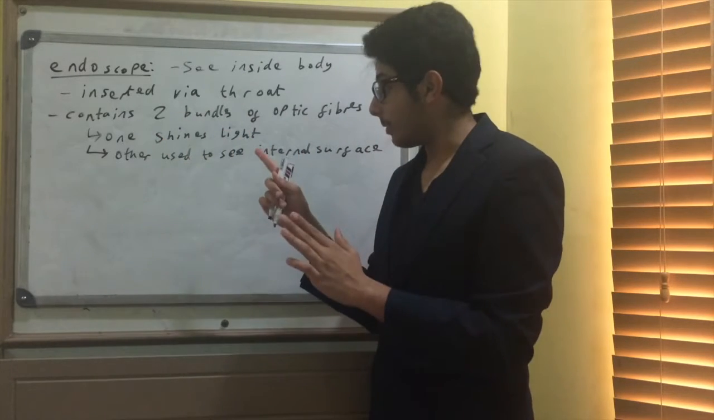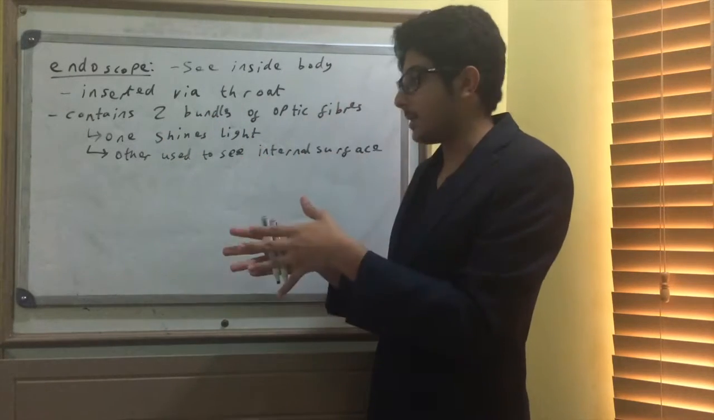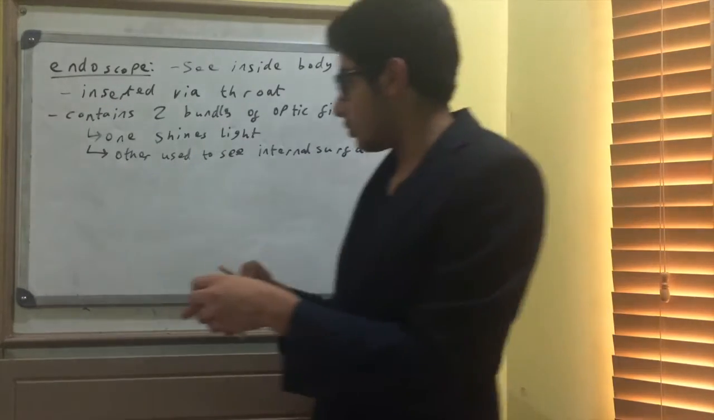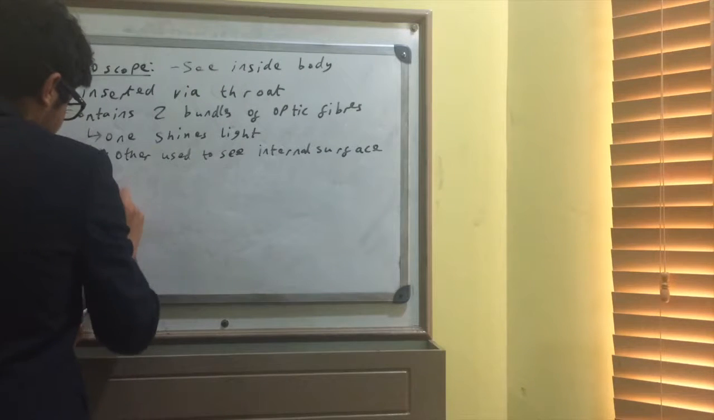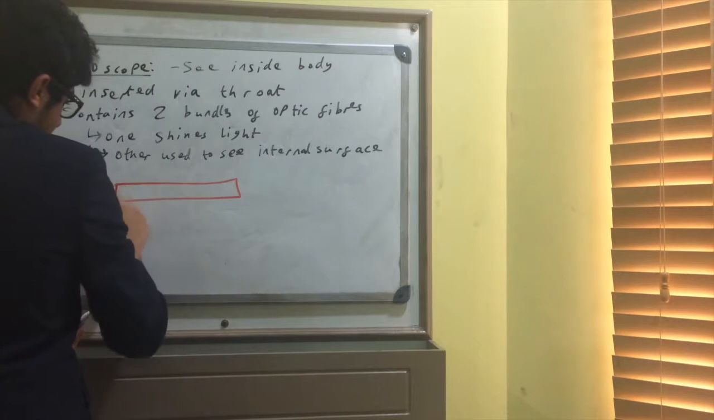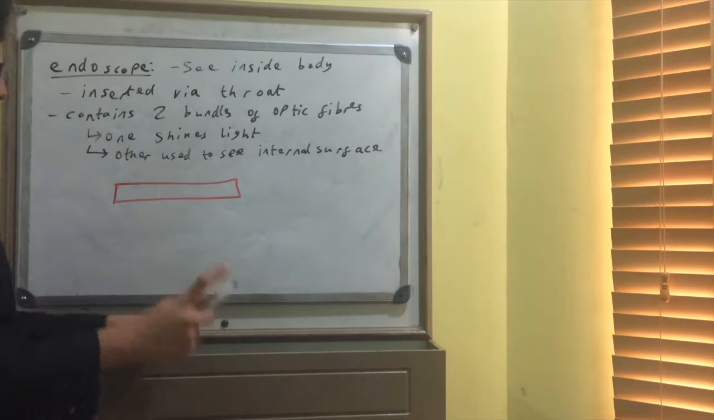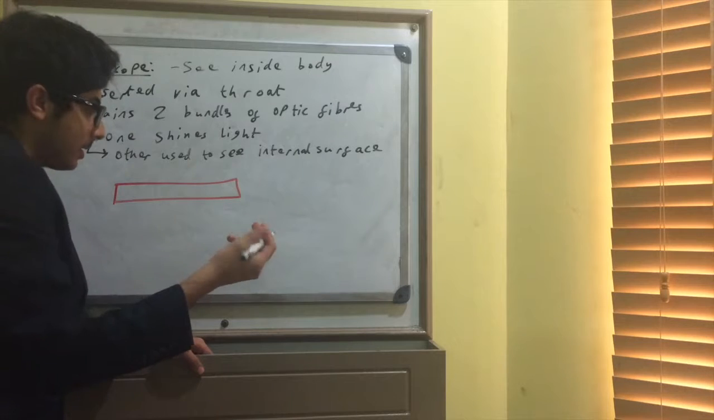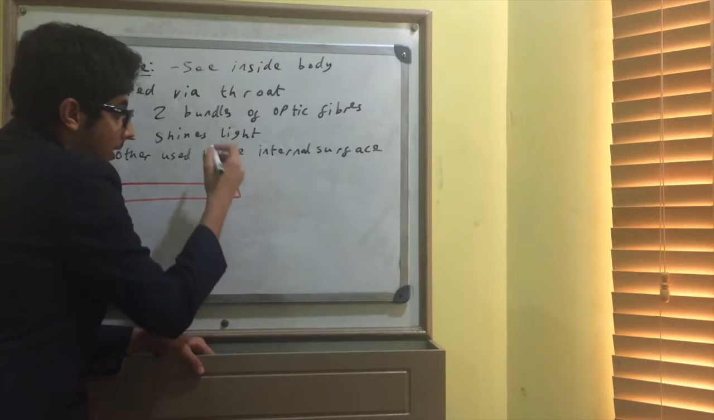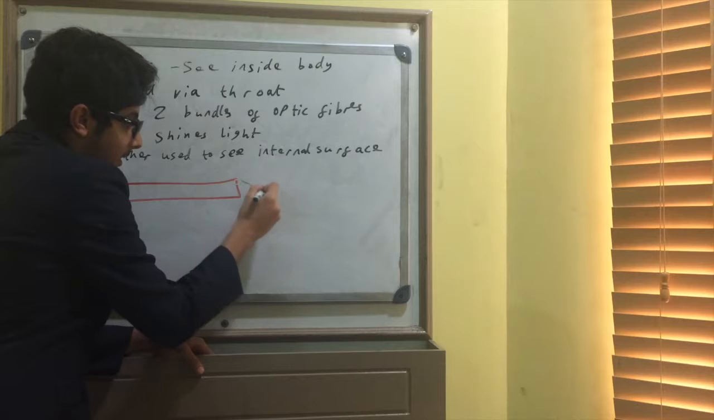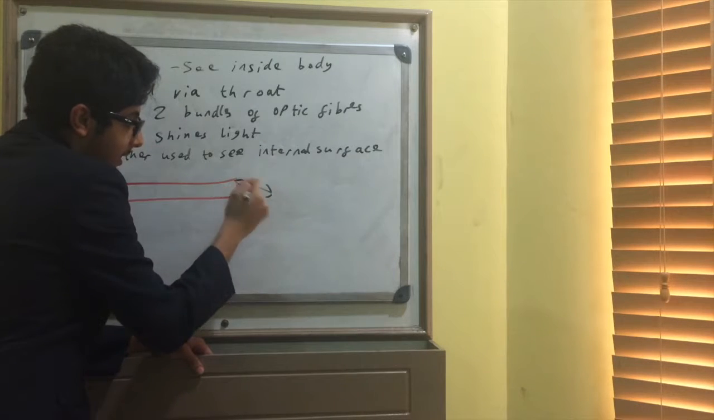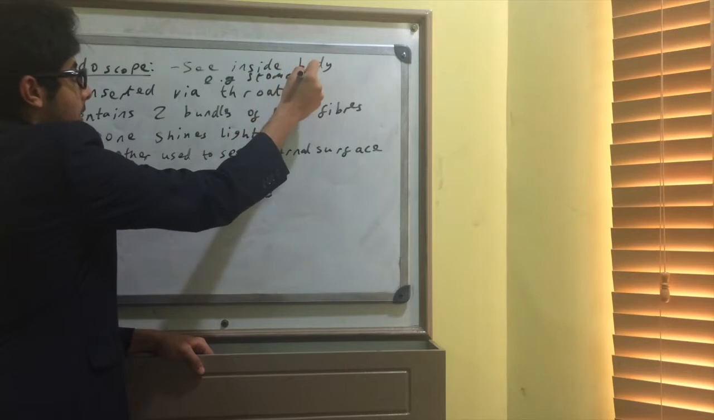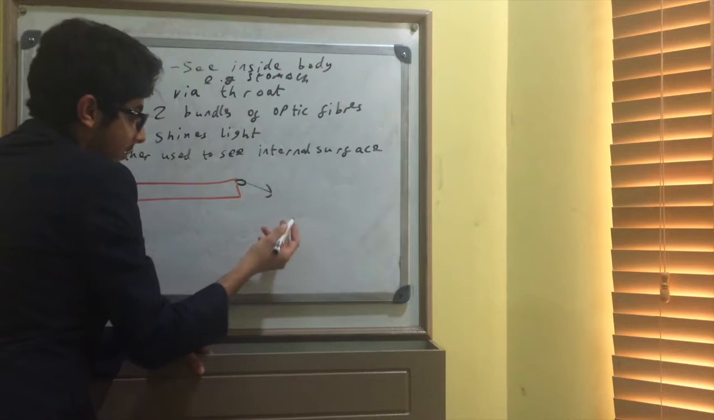One of the bundles shines the light. The other is used to see the internal surface. So imagine this long thing is the endoscope. And then one of the optic fibers shines the light. So where's the light source? It's coming from inside. And then because it's shining the light at the internal surface, e.g. the stomach, the light will be reflected.